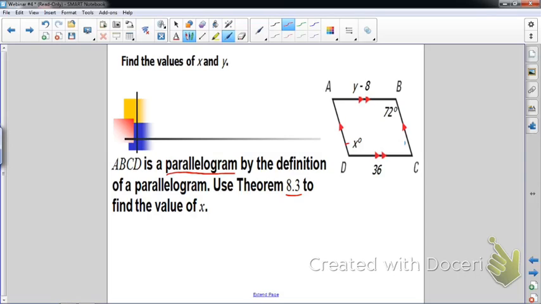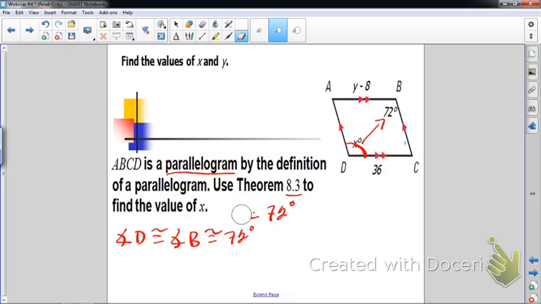So let me begin with x. It says x is at angle D. Because this is a parallelogram, I know that opposite angles, so I'm going to go across from x, are going to be congruent. So I know for a fact that x is going to be 72 degrees. Or if you wanted to get a little technical, you can say that the measurement of angle D is congruent to the measurement of angle B, which is congruent to 72 degrees, okay? That's what this sentence means for us.